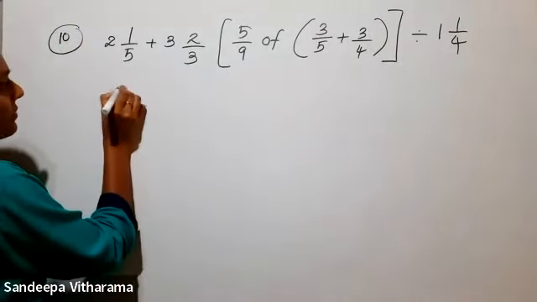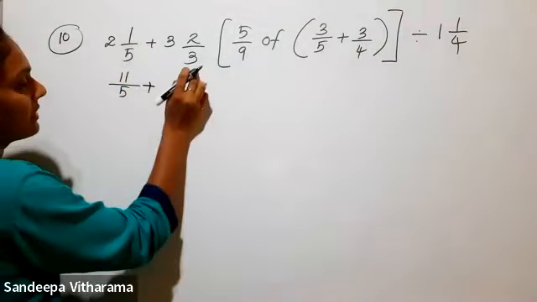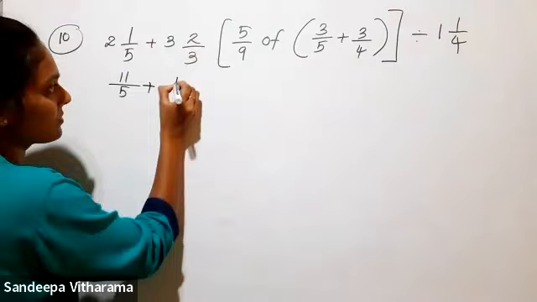Then here it is 5. 5 times 2, 10 plus 1 is 11. 3 into 3, it is 9 plus 2, it is 11.